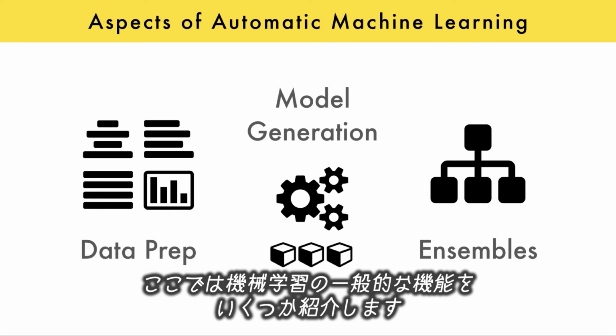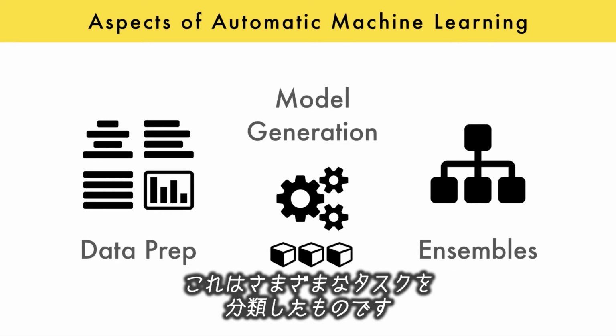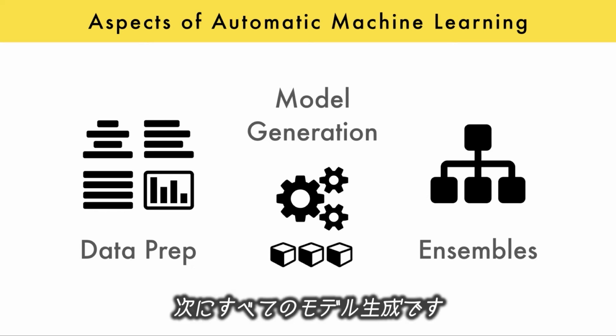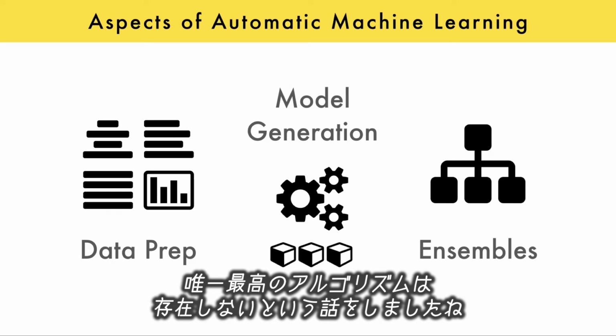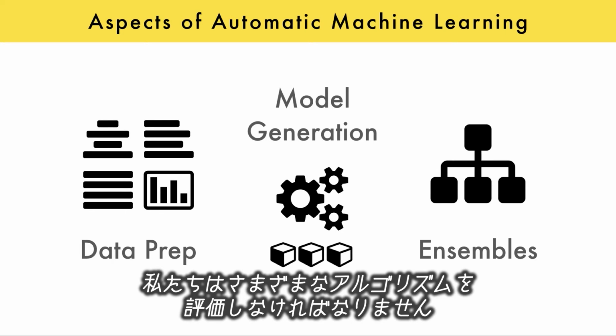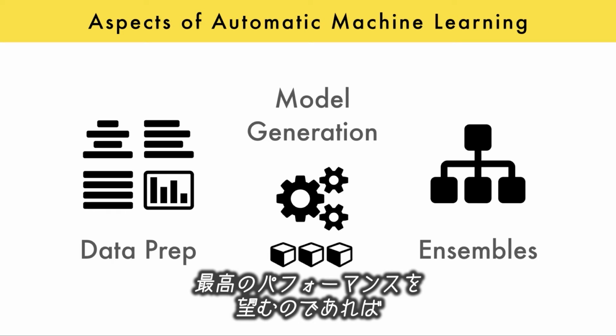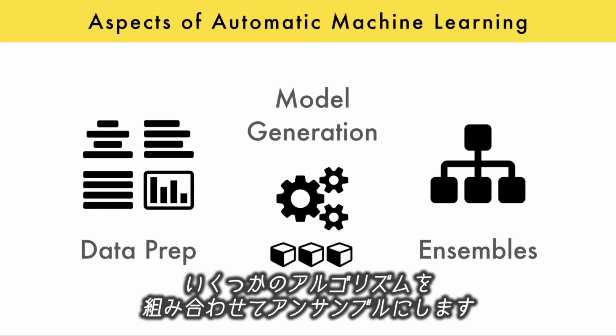So here are some of the features of machine learning in general. This is my way of dividing up the different tasks. There's anything to do with data preparation, that could be one aspect. Then there's generating all the different models. At the beginning, remember, we talked about how there's not just one algorithm that's always going to be the winner, so we have to spend a lot of time evaluating a whole bunch of different algorithms. And then lastly, this is an optional thing, but if you really want to get the best performance, generally what you do is combine a number of different algorithms together into something that we call an ensemble.